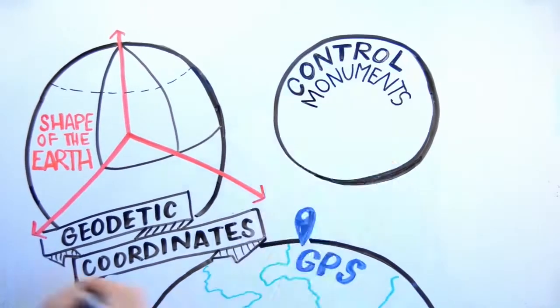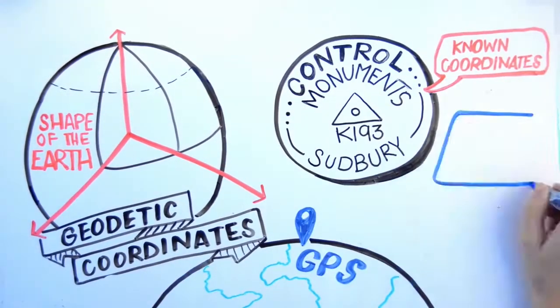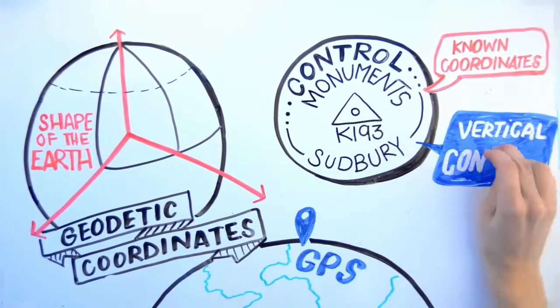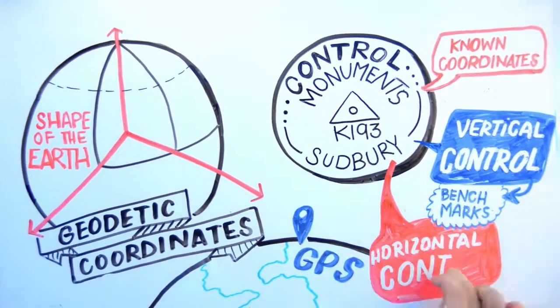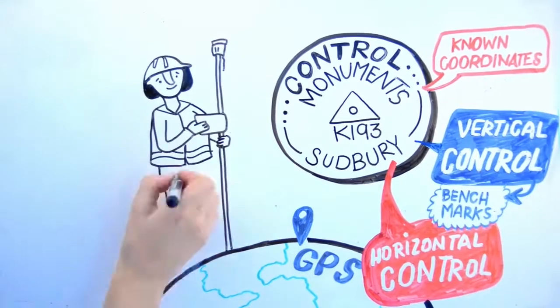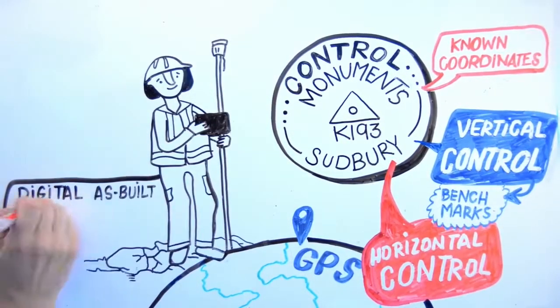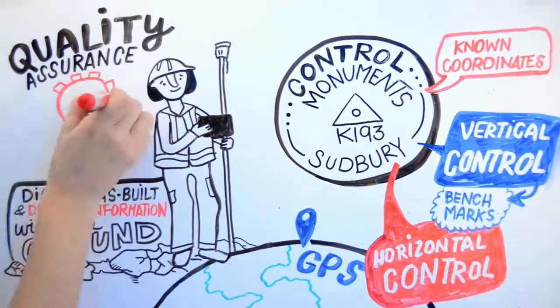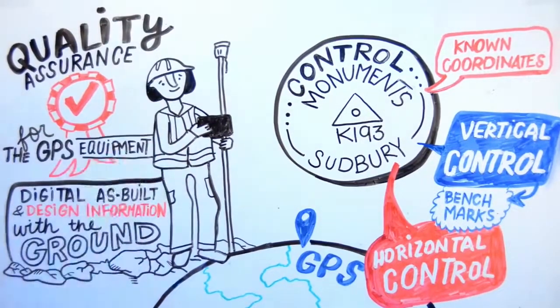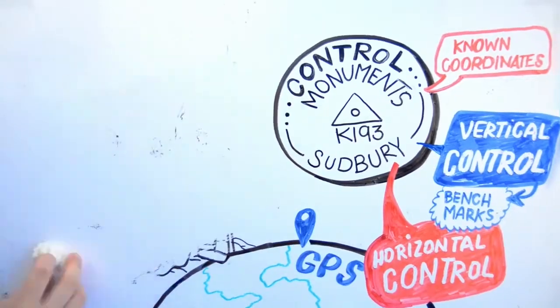Control monuments have known geodetic coordinates, horizontal control for location, and vertical control known as benchmarks for elevation. Control monuments both connect digital as-built and design information with the ground and provide quality assurance for the GPS equipment used in layout and machine navigation.